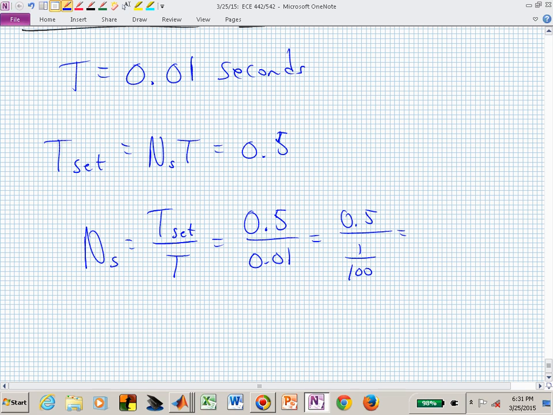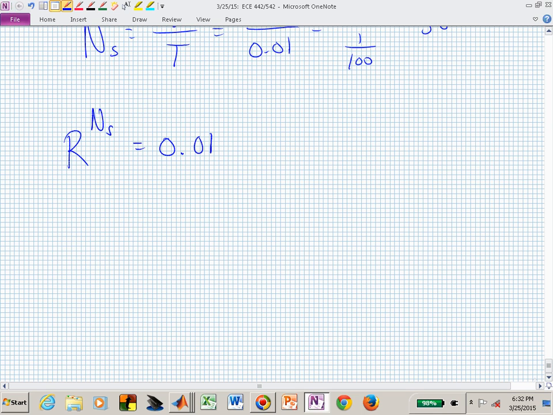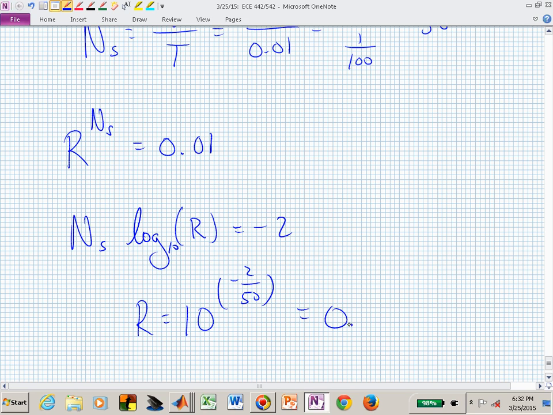Or we now have basically half of 100, which is 50. So the number of samples that we want to experience before we've decayed is 50 samples. And we now can solve for the radius associated with 50 samples in sub S. Or r is now 10 to the minus 2 over 50. And that becomes 0.912.